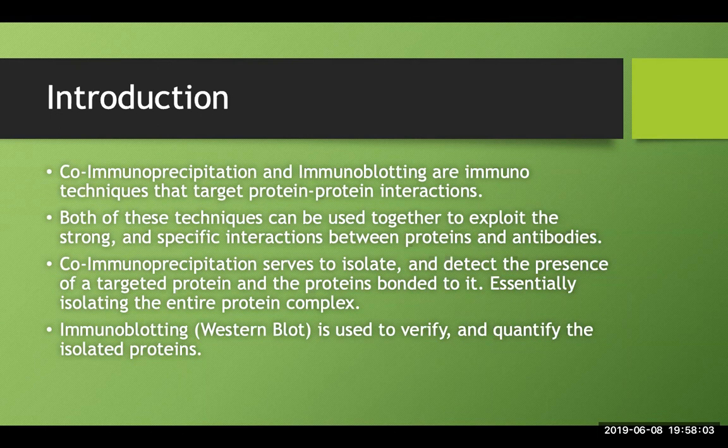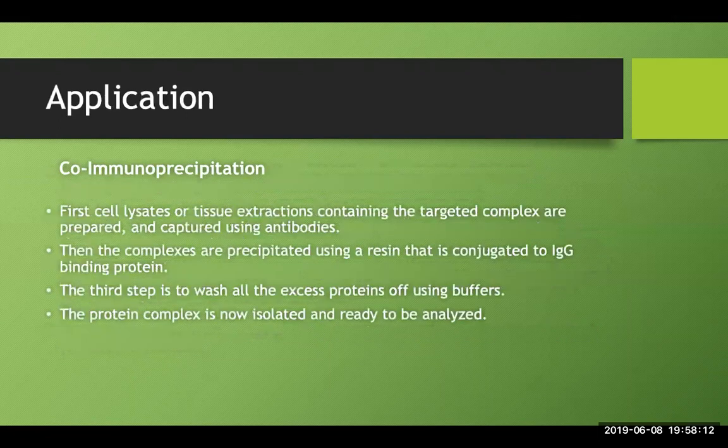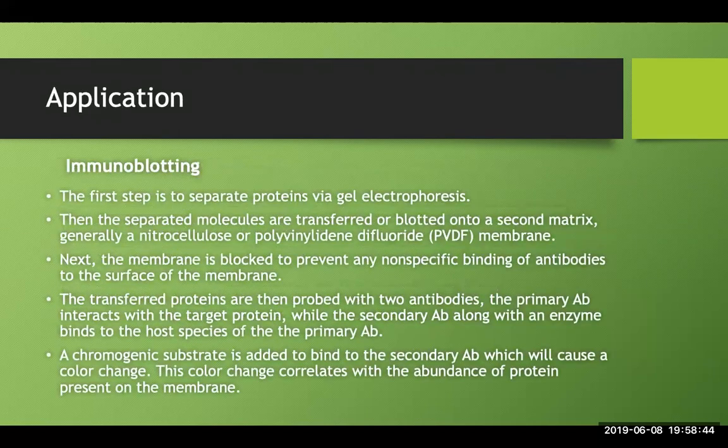Immunoblotting, also known as Western blot, is used to verify and quantify your isolated proteins or the complex. Co-immunoprecipitation is not so difficult in its protocol. The targeted complex is captured using specific antibodies for your target of interest. Then the complex is precipitated using a resin that contains IgG binding proteins. Finally, you wash off excess proteins that are not needed, and then your protein is ready to be analyzed using immunoblotting.